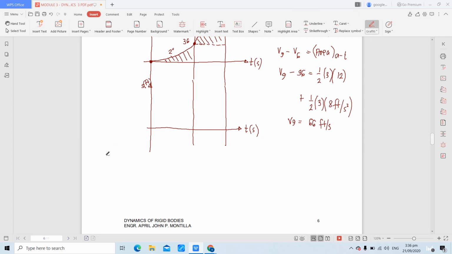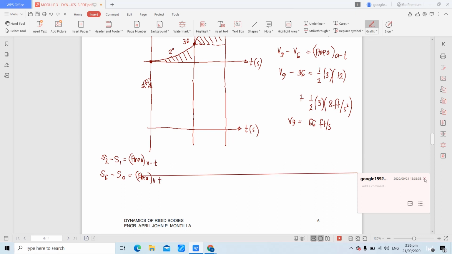yon. So, yung una muna, change in position equivalent to the area of velocity versus time graph. So, final position minus initial position equivalent to the area of velocity versus time. From 0 to 6, ang magiging final position is position at 6 seconds. Initial position is at 0, equivalent to the area of velocity versus time graph from 0 second to 6 seconds.